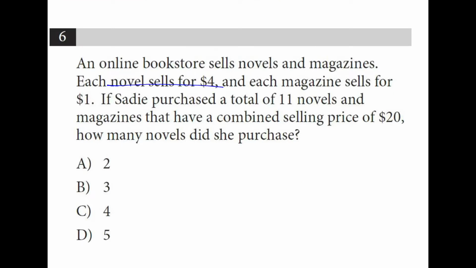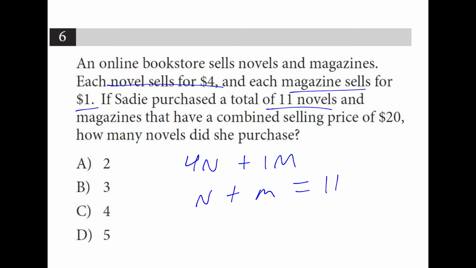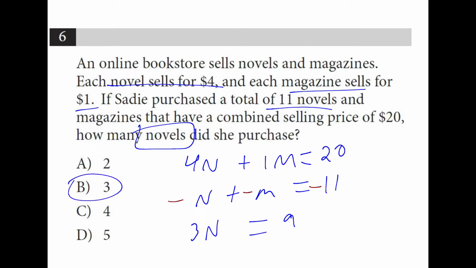Novels are $4 each, so I'm going to put 4N. Magazines $1 each, so plus 1M. Total of 11, so N plus M is equal to 11. And the total selling price of 20. And we want to solve this for N, so we need to cancel out the M's. It's already set up for elimination. I'll just subtract all three columns straight down. 3N is left on the left, and 9 on the right, so the answer is 3.